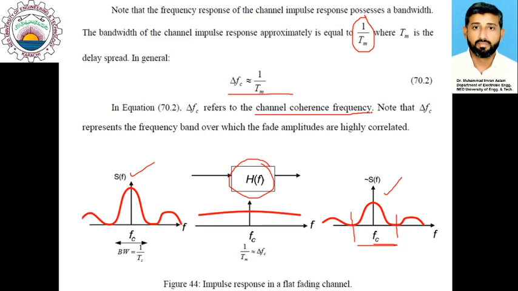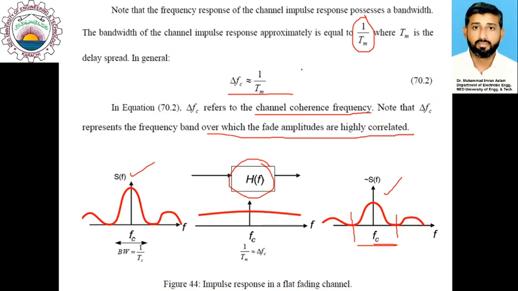So what is the coherence frequency? Coherence frequency is that particular band of frequencies where you would see that the channel response is almost constant, or in other words, the fade amplitudes are highly correlated to each other. So one fade amplitude would be dependent on the other, and you would not see uncorrelated fades in that particular bandwidth.